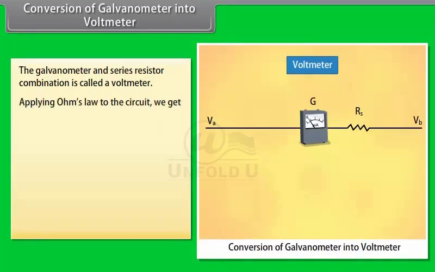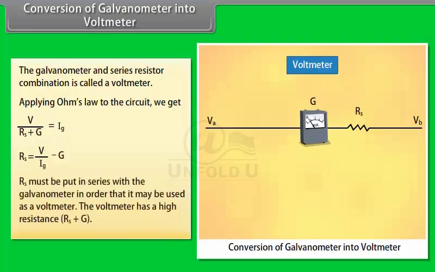Applying Ohm's law to the circuit, we get V upon Rs plus G is equal to Ig. It can be written as Rs is equal to V upon Ig minus G. Rs must be put in series with the galvanometer in order that it may be used as a voltmeter. The voltmeter has a high resistance Rs plus G.